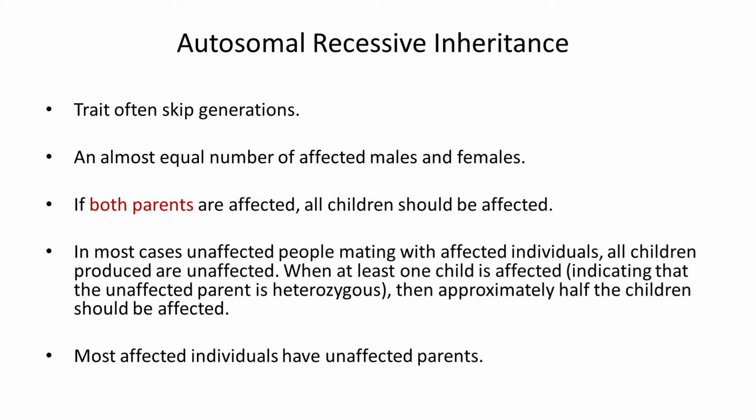In most cases, when an unaffected person mates with an affected individual, all children produced are unaffected. When at least one child is affected, then approximately half the children should be affected. Here most affected individuals have unaffected parents.